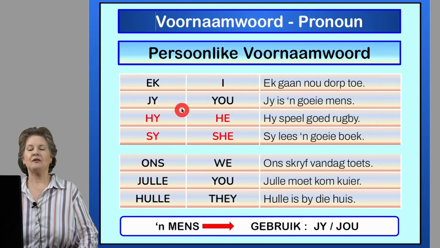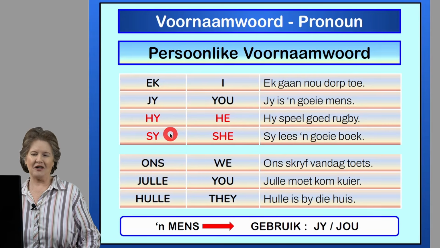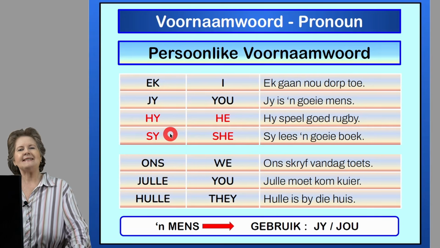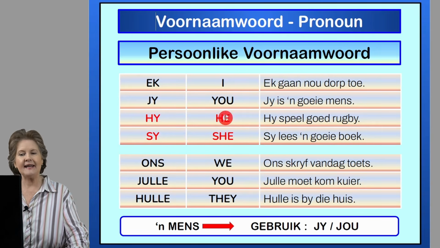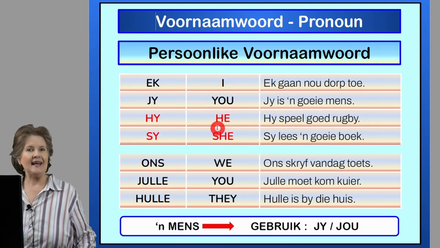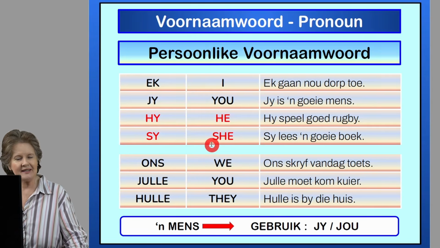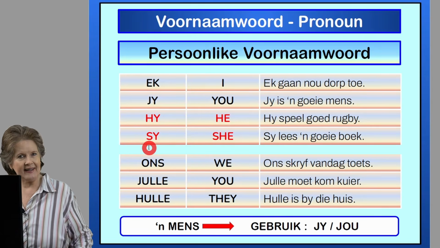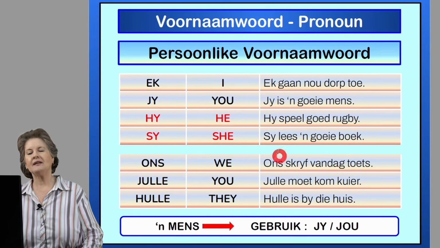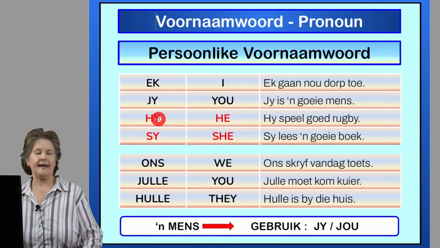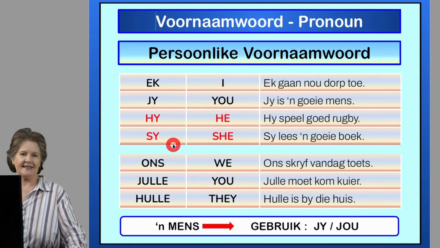I want to focus on the hy and the sy, because that is where you go wrong in Afrikaans. It is exactly the same as in English. If you look, he in English starts with a H. Hy in Afrikaans starts with a H. She starts with a S. The same with sy in Afrikaans, it starts with a S. So please do not get mixed up with hy and sy. He is hy, she is sy.